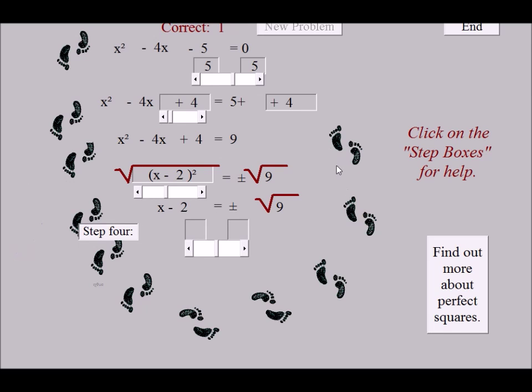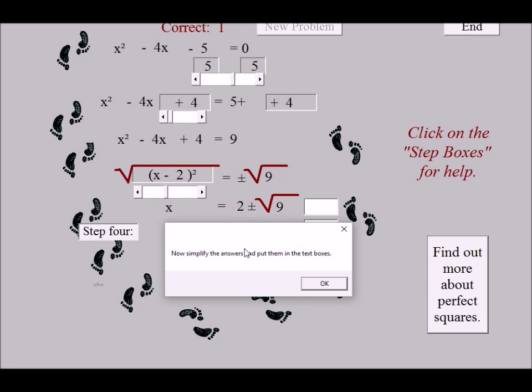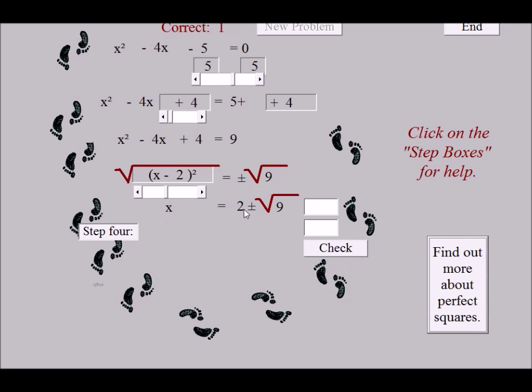The square root of x minus 2 squared is x minus 2. Radical plus or minus the square root of 9. This is going to be 3, so it's minus 2. Oops, I'm sorry. We're going to add 2. And now we get 2 plus or minus radical 9 as our solution.